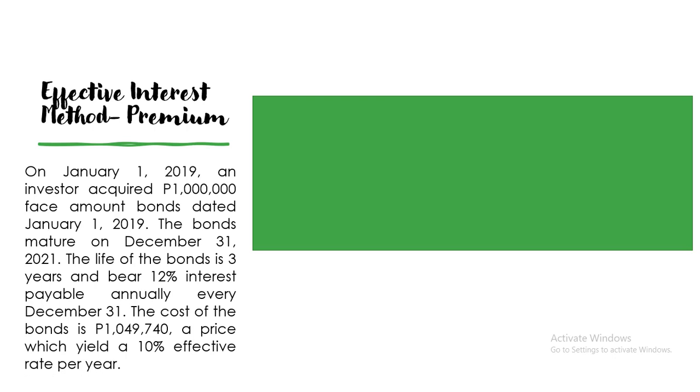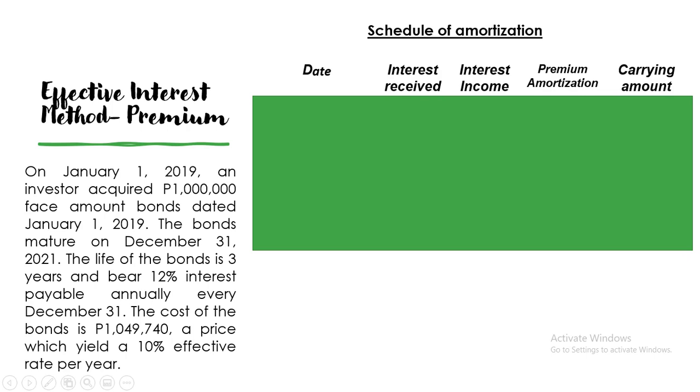at the price which yield a 10% effective rate per year. So same pa rin po, we are to prepare a schedule of amortization, and you do have also here the columns: date, interest received, interest income, in this case, premium amortization, and carrying amount. So bakit siya premium? As you can see, using the rates, the nominal rate, 12%, is higher than the effective rate na 10%. That's why the bond is issued at a premium. And if you take a look at the amounts, the face amount is 1 million, which is less than the cost na 1,049,740. So you pay more, so in that case, premium siya.